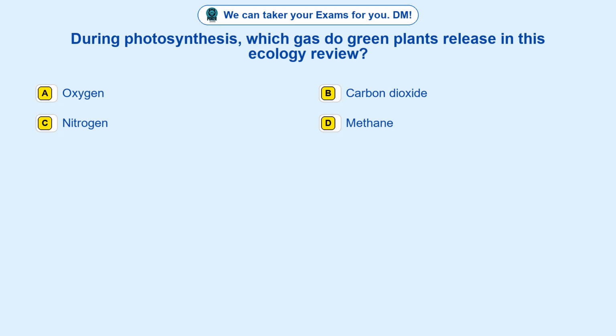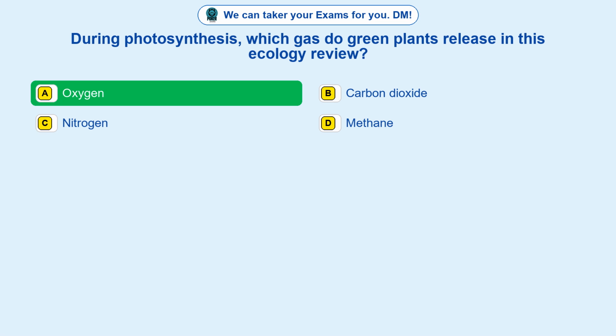Question 1. During photosynthesis, which gas do green plants release in this ecology review? Option A, oxygen. Option B, carbon dioxide. Option C, nitrogen. Option D, methane. The correct answer is option A, oxygen.